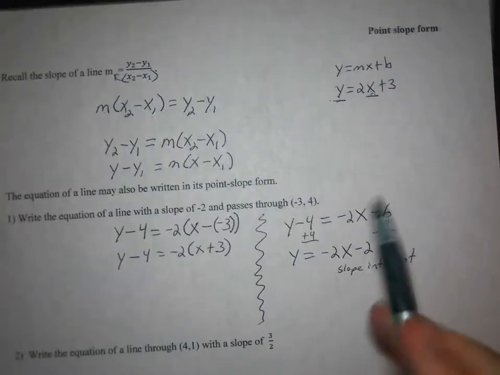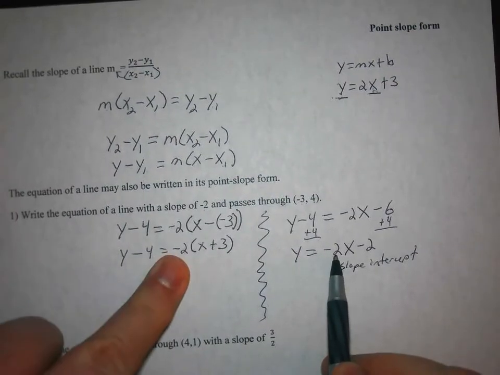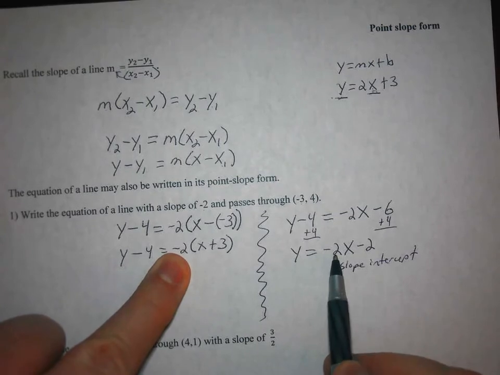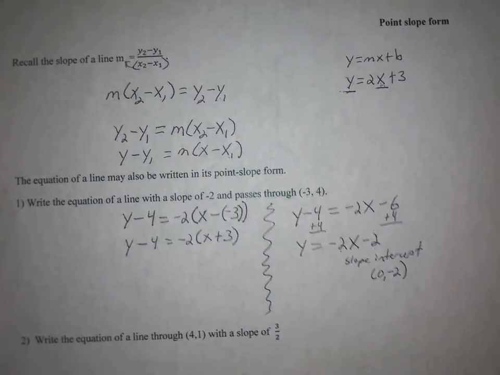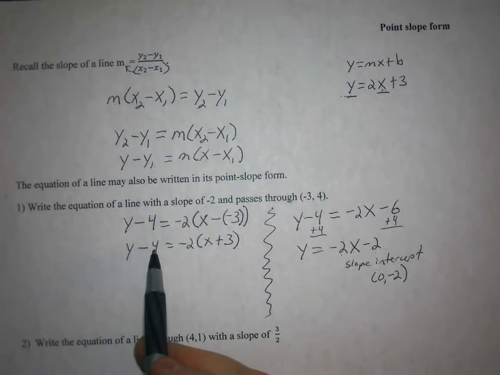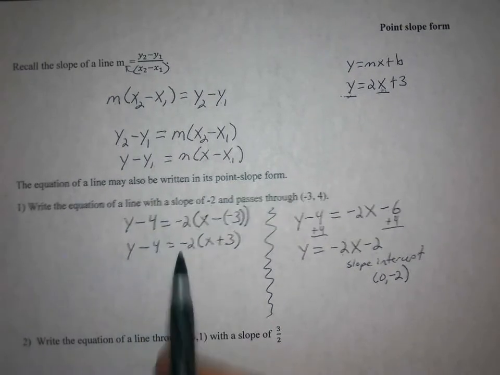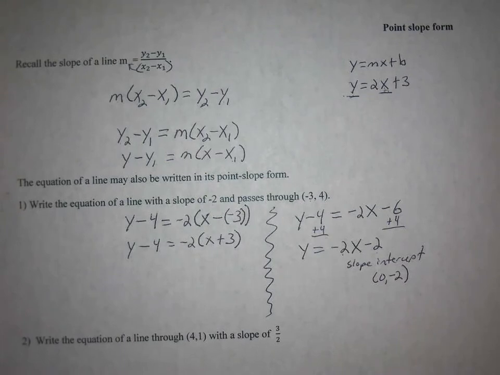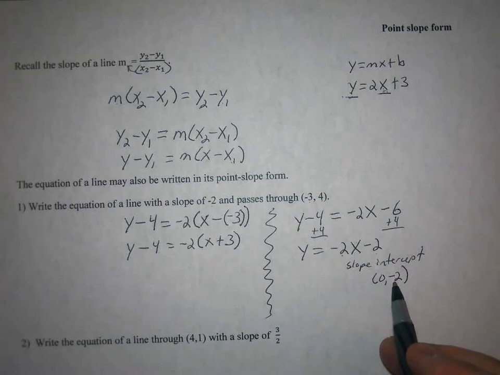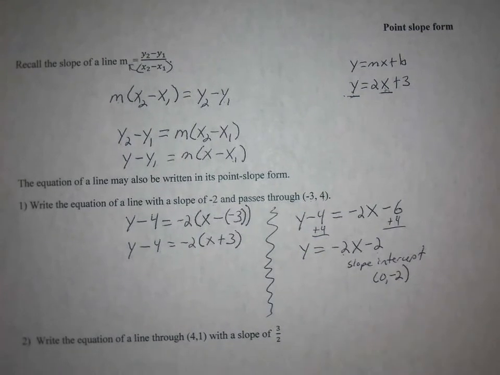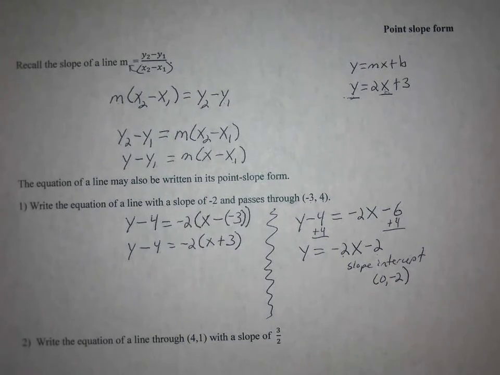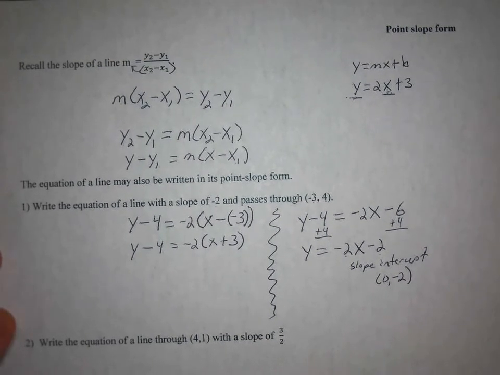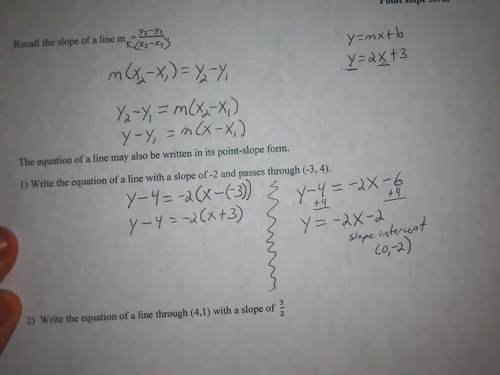And what you would gather from that is the slope is negative 2, just like it was here. But now we know it goes through the point 0, negative 2 for the y-intercept, which we don't have from the point-slope form. So the point-slope form just gives you a different way of graphing a line if you're not concerned with the y-intercept. So take a minute and see if you can do number 2. And pause the video, and then I'm going to get started on it.